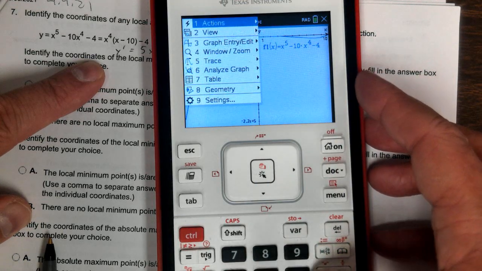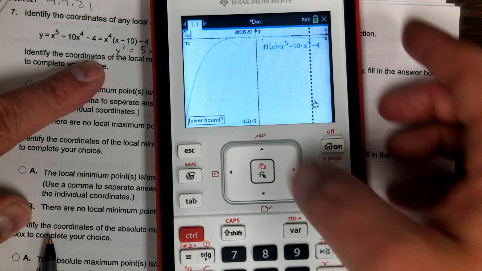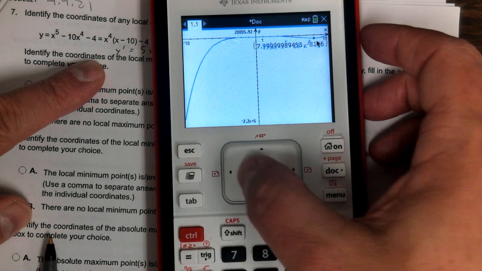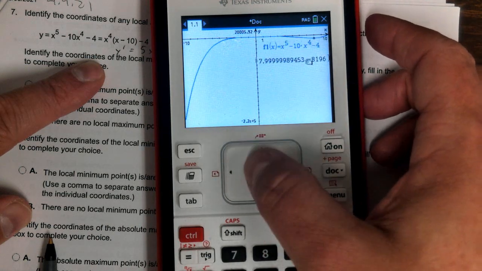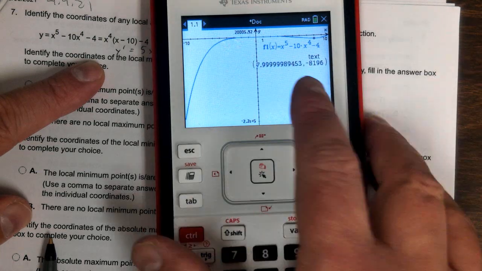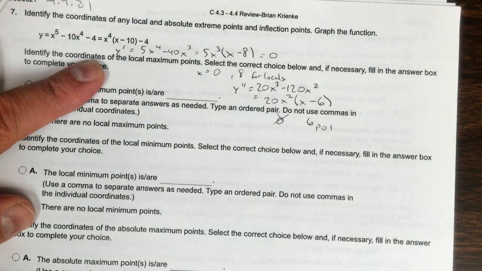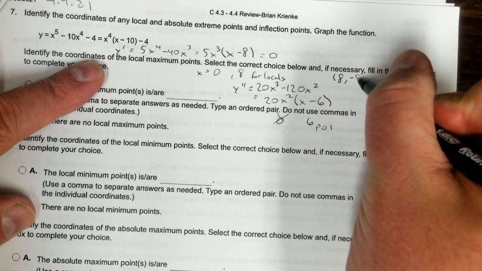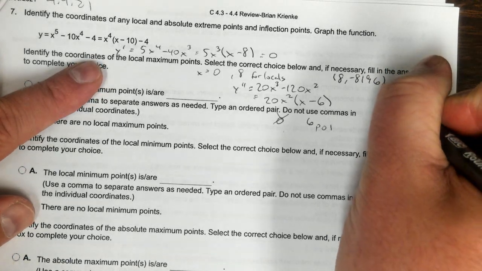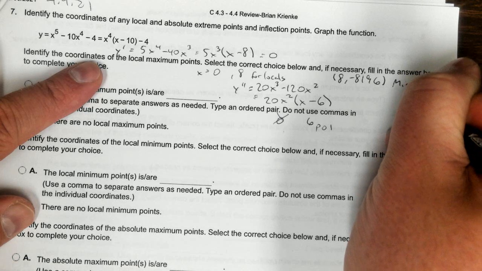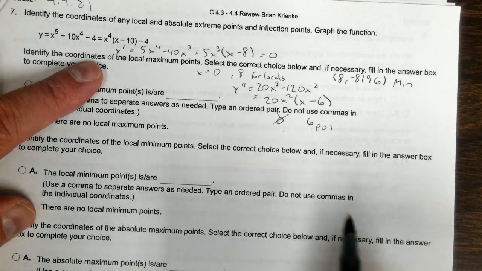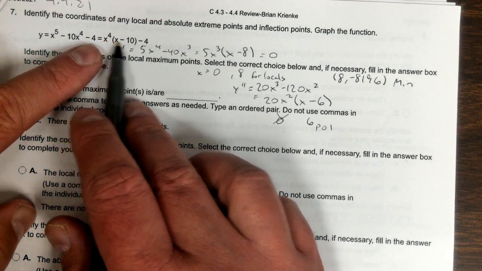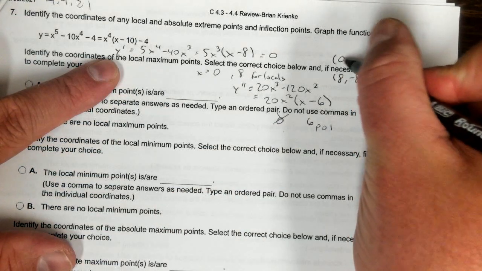Let's do the analyze graph and go to the minimum over here, between here and here. And I see at 8 it's this value, negative 81.96. So based on that, 8 comma negative 81.96 looks like it's going to be a minimum, and if you plug in 0, you're going to have negative 4 for your max.